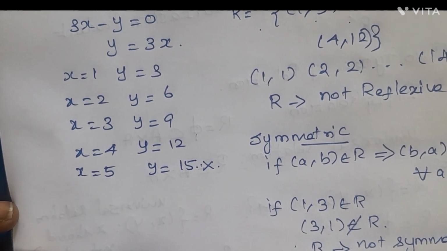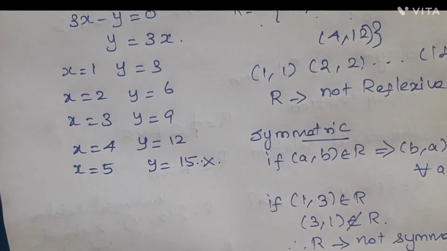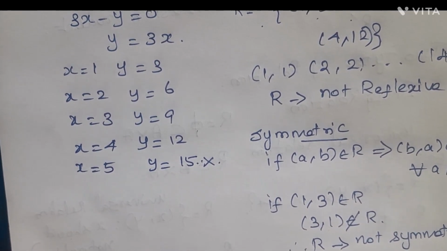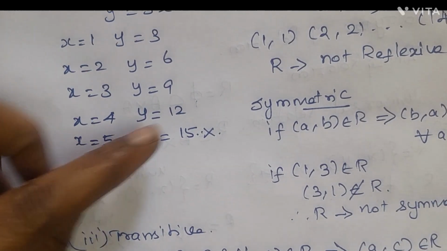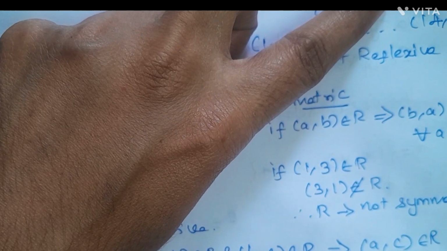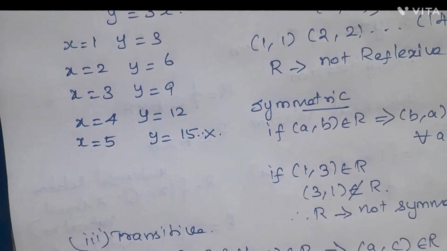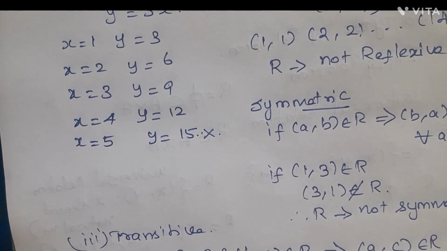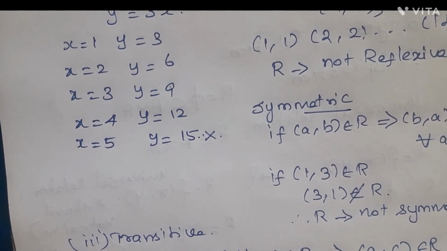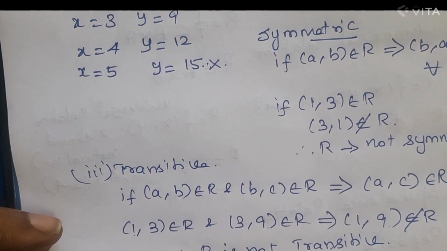Third condition, transitive. If we take two ordered pairs, (a, b) belongs to R and (b, c) belongs to R, this implies (a, c) should be present in R, for all a, b, c belongs to A. So if we take (1, 3) belongs to R and (3, 9) in R, then (1, 9), that is (a, c), where a value is 1 and c value is 9, is not present in R. So our relation R is not transitive. Therefore our relation R is not an equivalence relation.